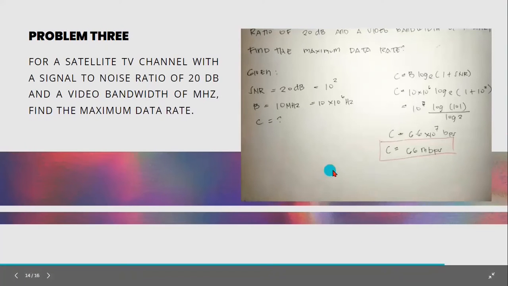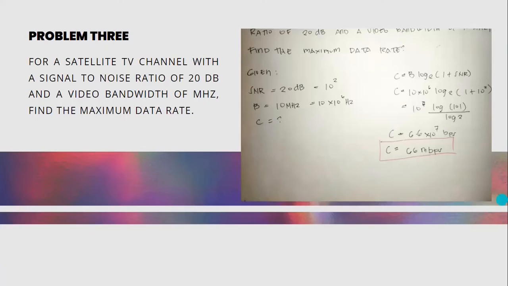Our problem number 3. For a satellite TV channel with a signal to noise ratio of 20 decibels and a video bandwidth of megahertz, find the maximum rate. I think it's 10 megahertz for our bandwidth. Again, like problem 1 and 2, we need to identify what's given. For our SNR, we have 20 dB, or 10 to the power of 2. For our bandwidth, we have 10 megahertz, which is equal to 10 times 10 to the power of 6 in terms of hertz. And our capacity is unknown.